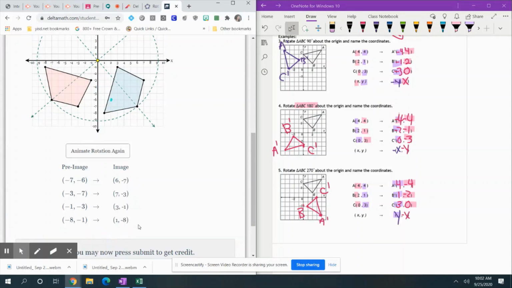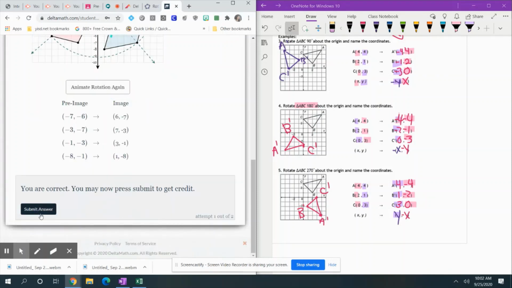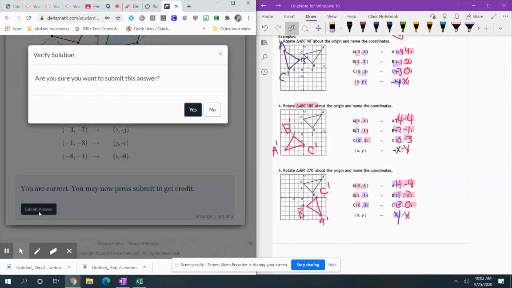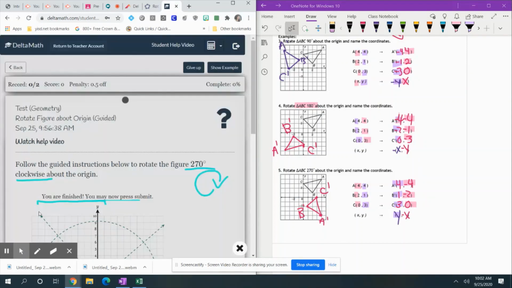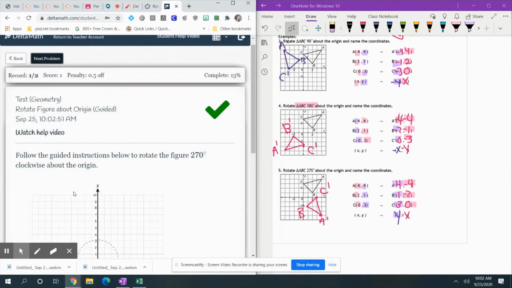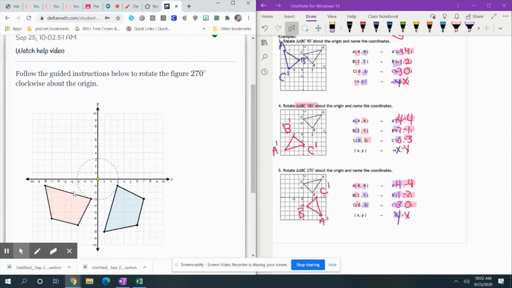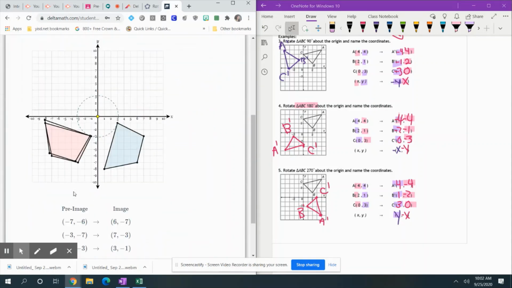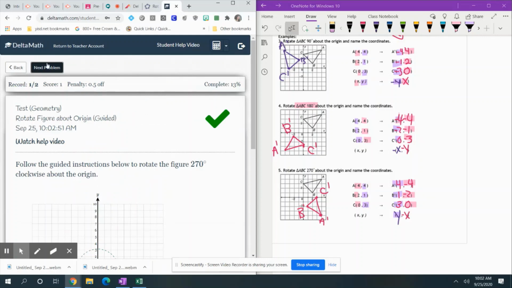Try values. And then it says, you are correct. You may submit to get credit. Submit, yes. So I'm going to do this one more time just in case. This one says, follow the guided instructions below. Oh, wait, this is the same one. Next problem.